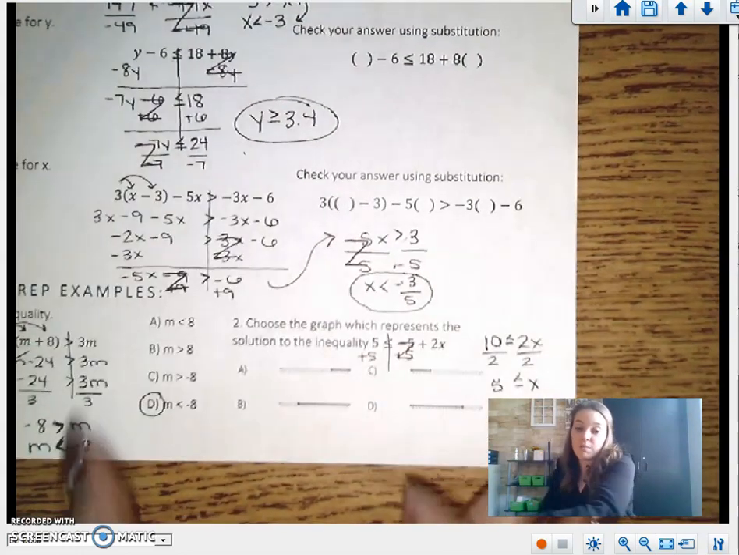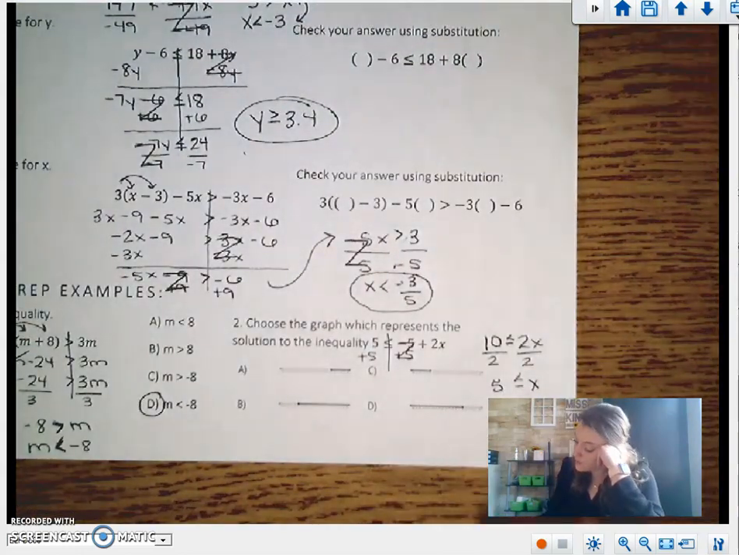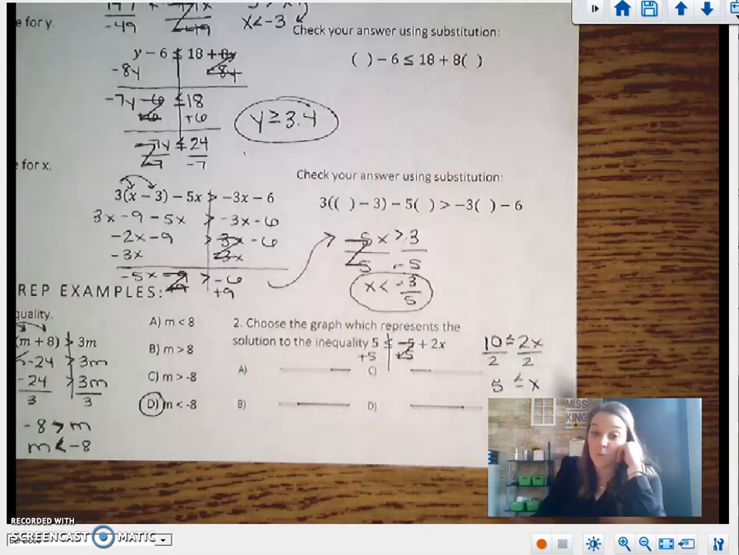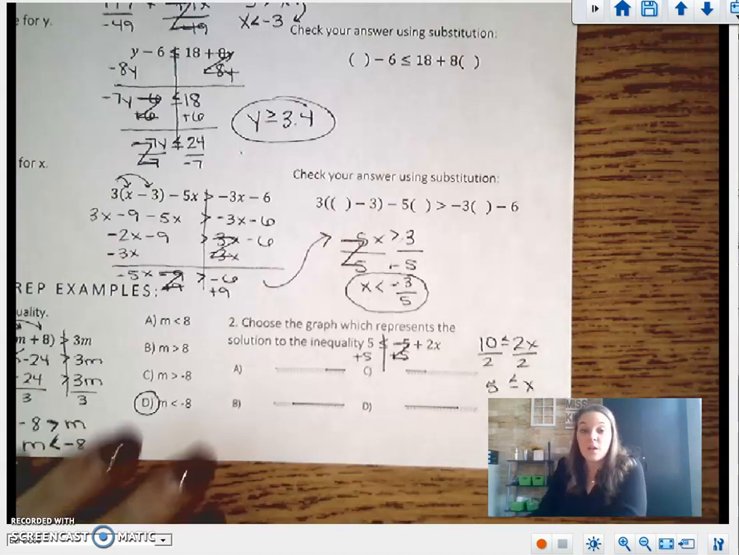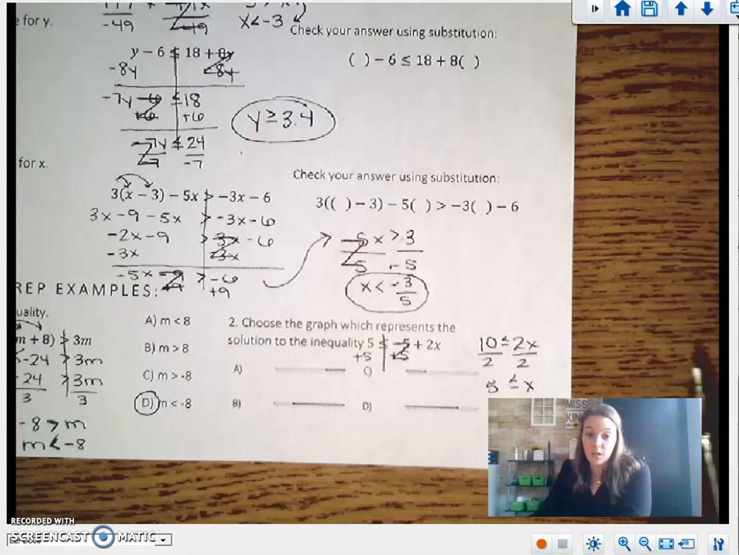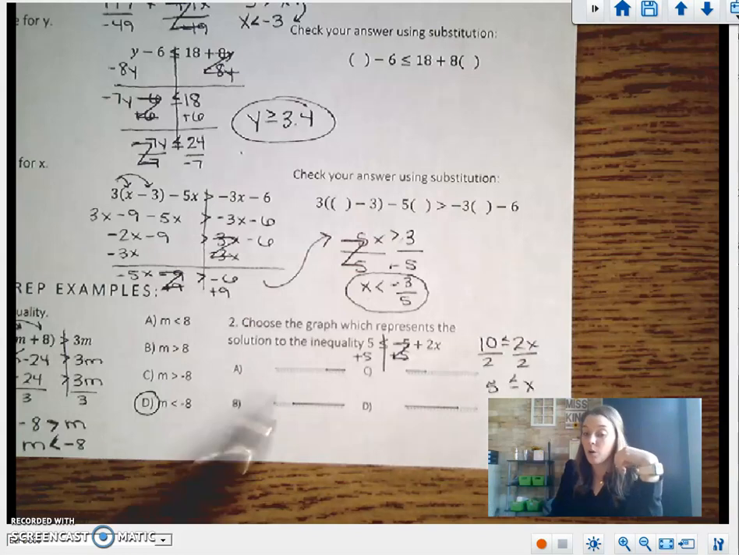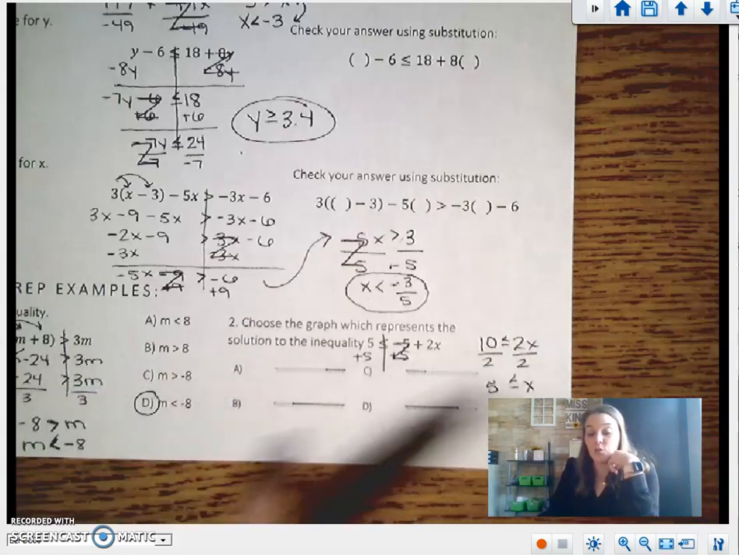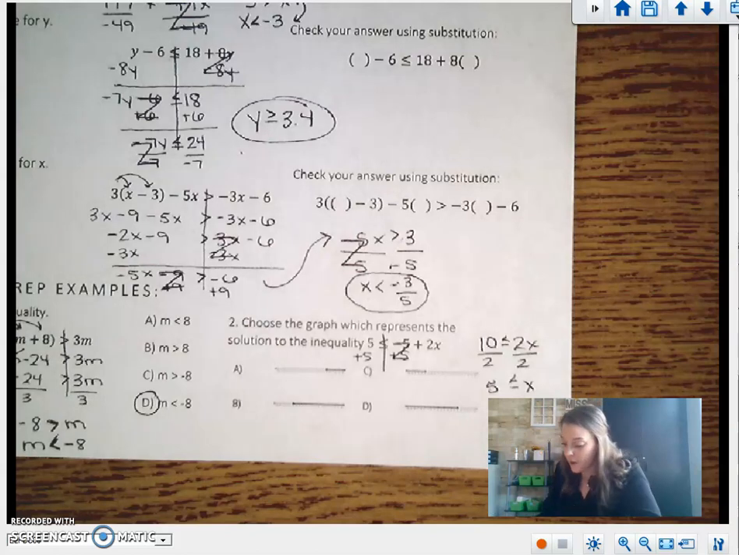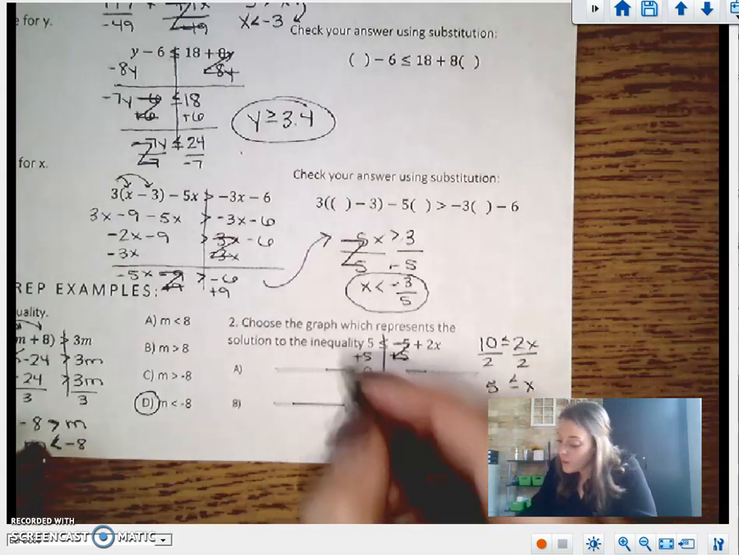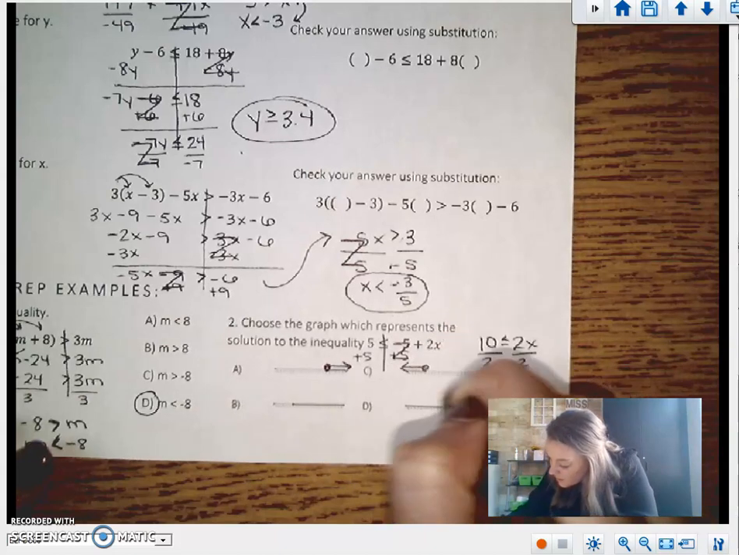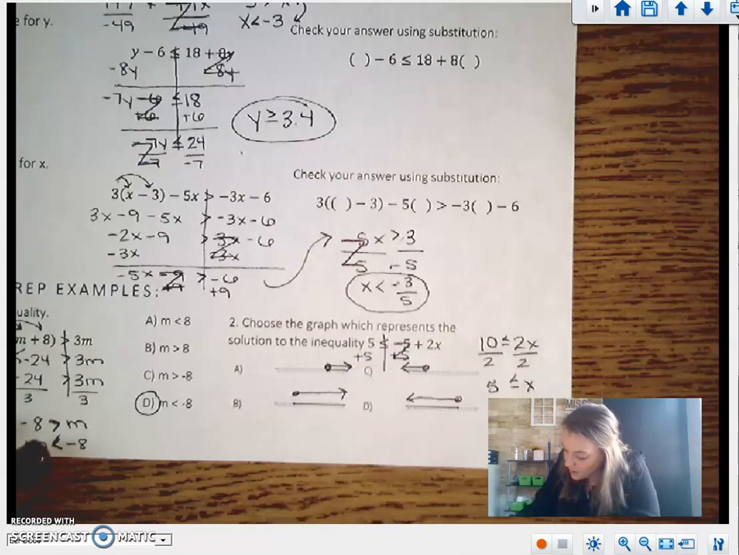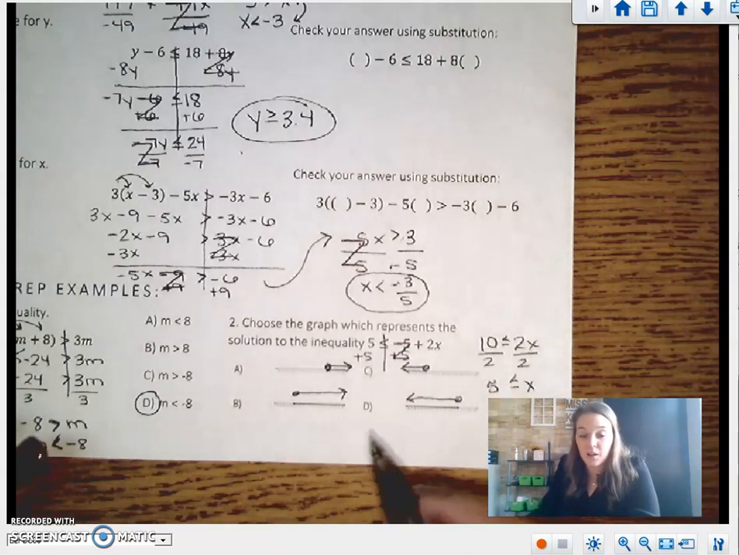So now we have to match this to a graph. And I'm going to write this with the x first. So I'm going to say x is greater than or equal to 5. So if we want numbers greater than or equal to 5, we want 5 or 6 or 7 or 8 and so forth. So we know our arrow needs to be pointing to the right because we want numbers bigger than 5. So I know these graphs are hard to read, but this one goes like this, like this, like this, and like this. So I could automatically cross out C.